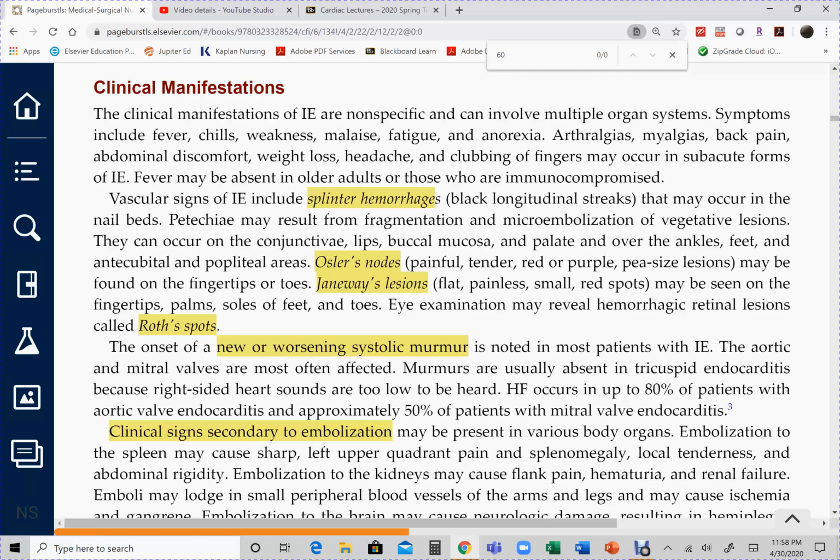There's also something seen on the eyes, hemorrhagic lesions. We have splinter hemorrhages. Basically these are caused by microscopic emboli, the vegetative emboli. They're so tiny that they'll end up in some tiny capillary, cause obstruction, and then microscopic bleeding. That's why these things appear red.